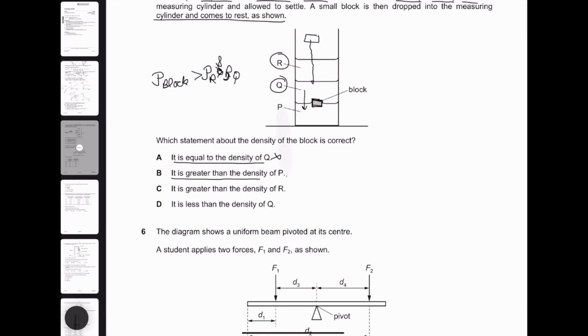Is it greater than the density of P? No. See, if it was greater than the density of P, then the block would have been here, but it's not. It's on top of P. So its density is less than P. It is greater than the density of R. Is this what we discussed? Yes, because R is at the top and the block is nearly at the bottom, right? So it's at least greater than R. Your correct answer will be C. It is less than the density of Q? No, the density is greater than Q and R both.